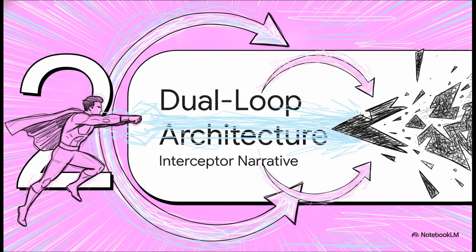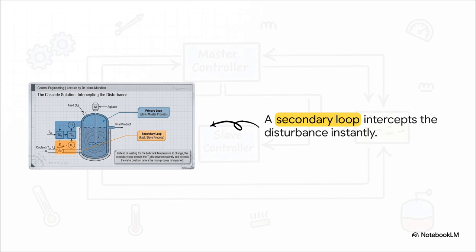Moving on to section 2, the dual loop architecture, or what I like to call the interceptor narrative. We can fundamentally change the game just by adding a second sensor and controller. Now, what's really interesting about this setup is that instead of waiting for the bulk tank temperature to change, we now have a fast, secondary loop actively monitoring the coolant directly. When that coolant disturbance hits, this secondary loop detects it instantly. It corrects the valve position before the main process is ever severely impacted. We're literally intercepting the threat at the perimeter.